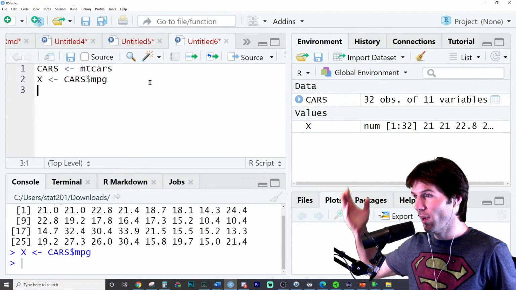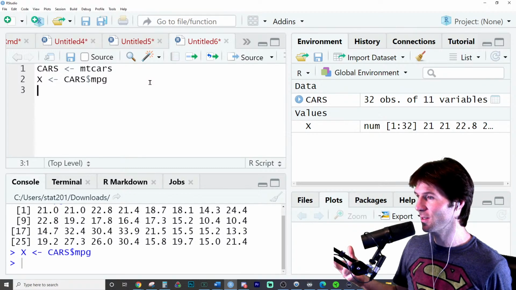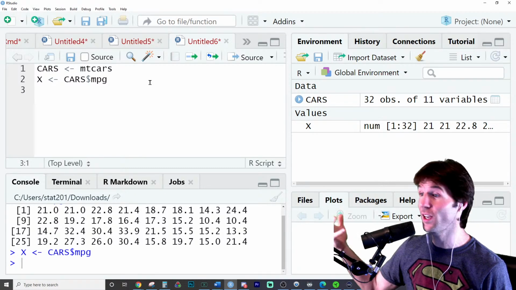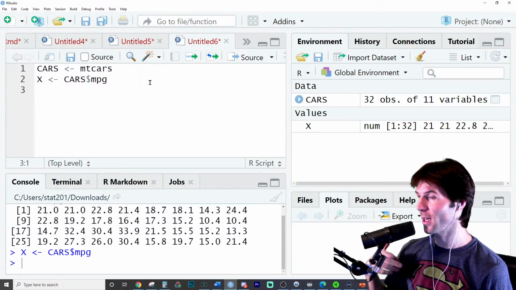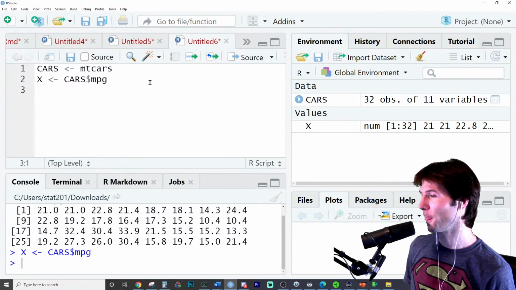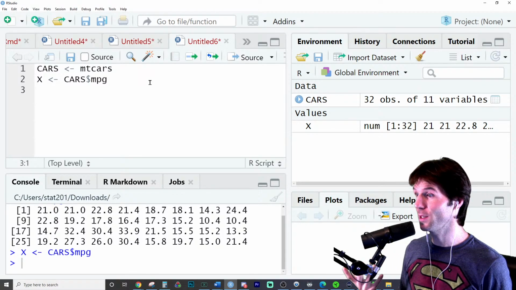It stored it into the value X. So now we have that vector of information stored as X. Does that make sense? We have created X, and we're doing this to make life really easy. You remember how to do functions. What if I want to look at the mean of X?